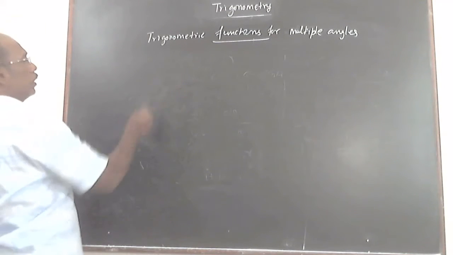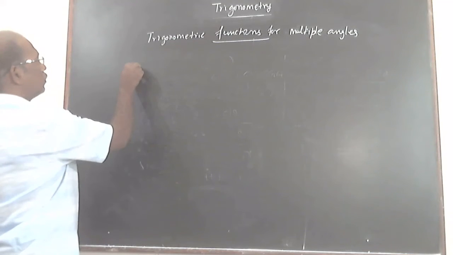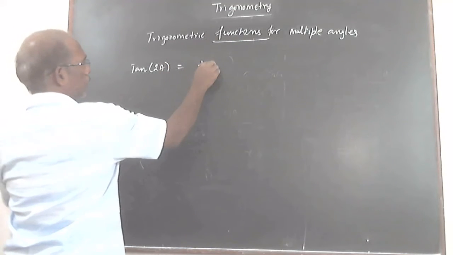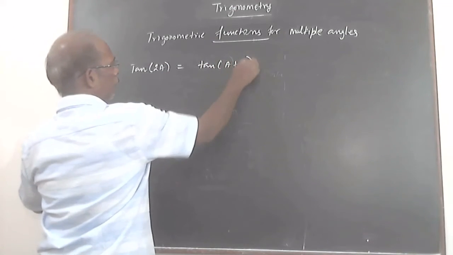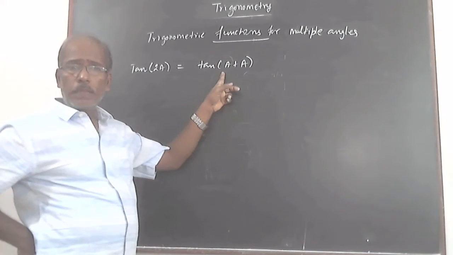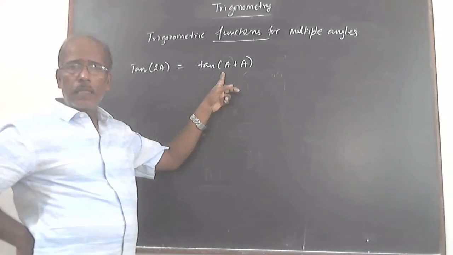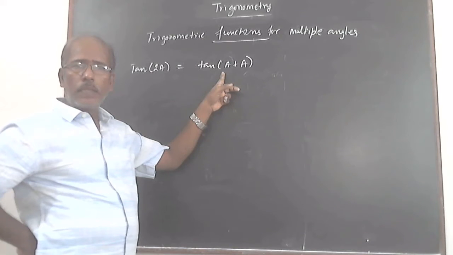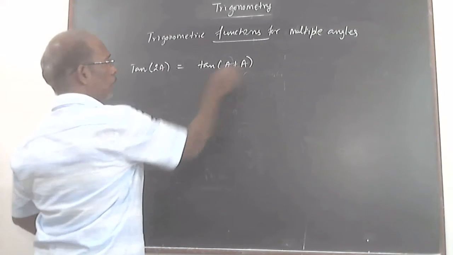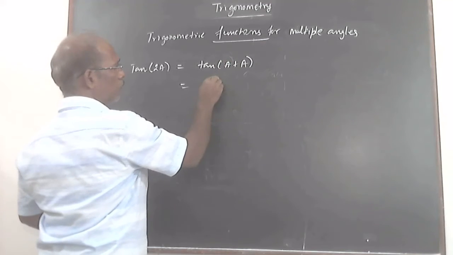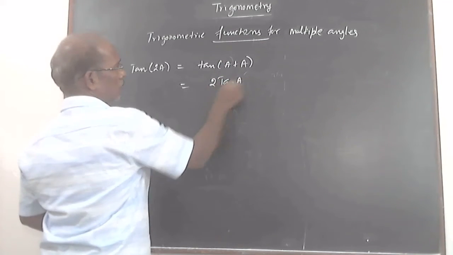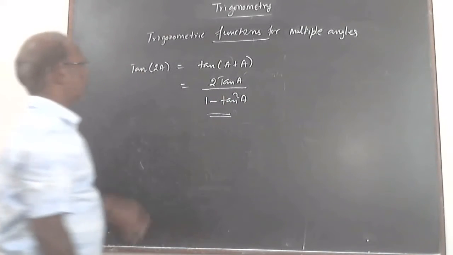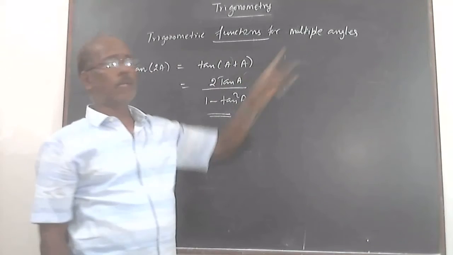Okay, next one, tan 2A. Tan 2A is tan of A plus A. We can use the formula for tan of A plus B. What is tan of A plus B? Tan A plus tan B in the numerator, and the denominator is 1 minus tan A into tan B. Since both angles are equal, tan A plus tan A gives 2 tan A, and the denominator is 1 minus tan square A. This is for tan 2A, a multiple angle.